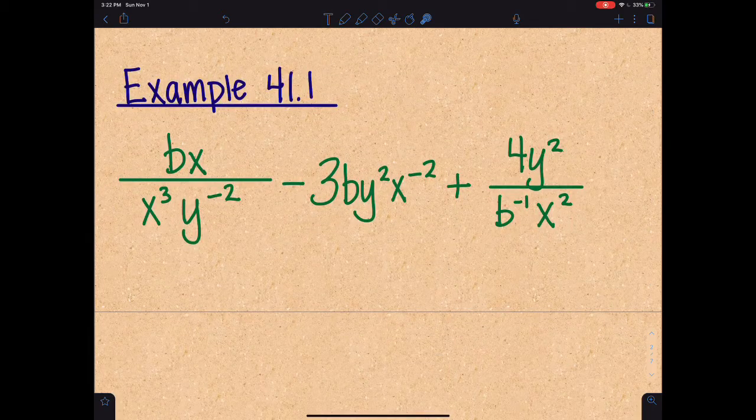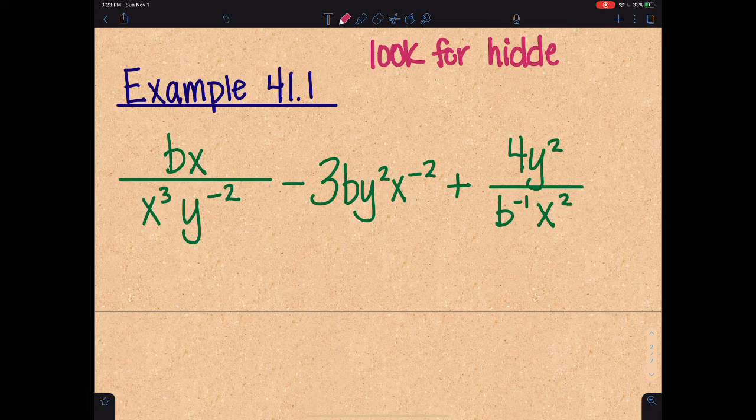And it basically says simplify by adding the like terms. So first, step 1, I'm going to rewrite everything so that all the exponents are positive. Because, why? Because there might be hidden like terms in there. So we're going to look for the hidden like terms. I'm going to write that down. Look for hidden like terms. And we're going to do that by writing all the exponents as positive.